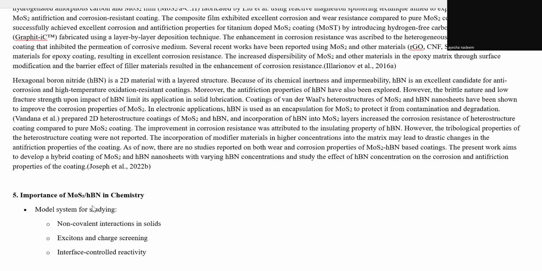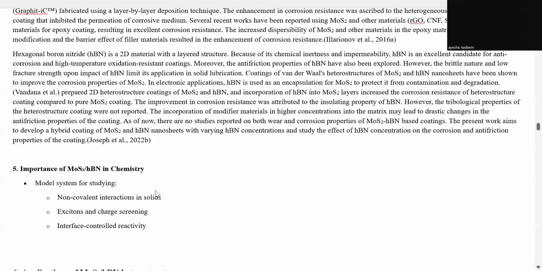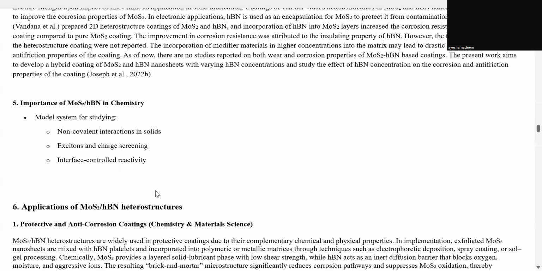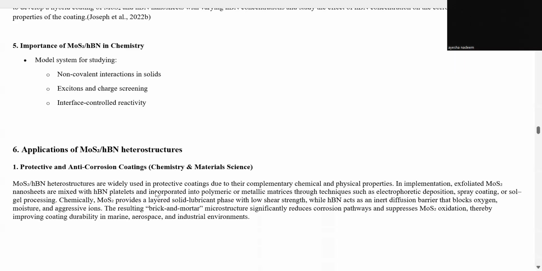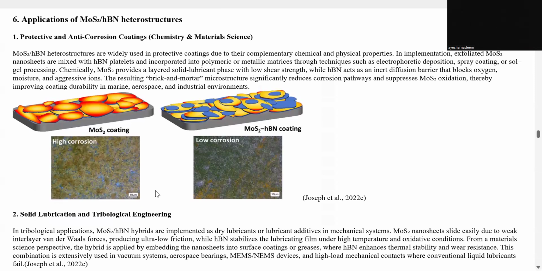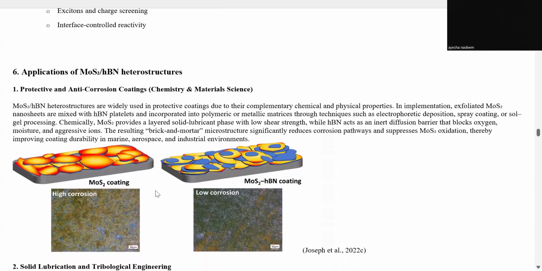Now there is the importance of molybdenum disulfide and hexagonal boron nitride in chemistry, the model system for studying the non-covalent interactions in solids and excitons and charge screening, interface controlled reactivity. Now we will discuss the applications of molybdenum disulfide and hexagonal boron nitride. The first of it includes the protective and anti-corrosion coatings.